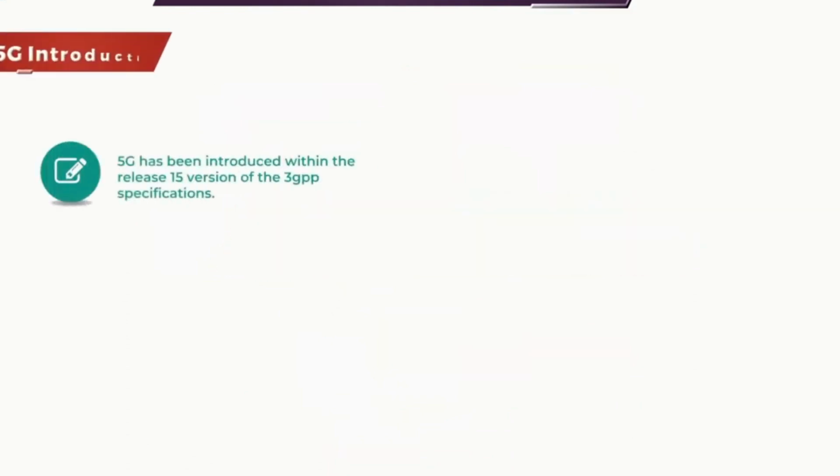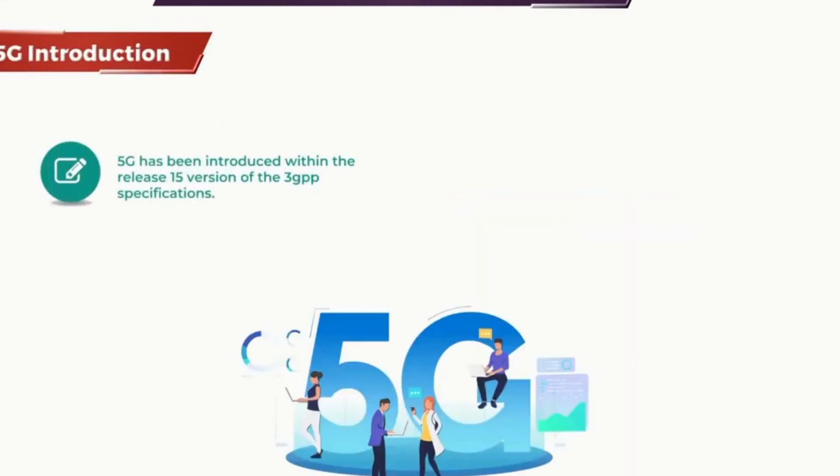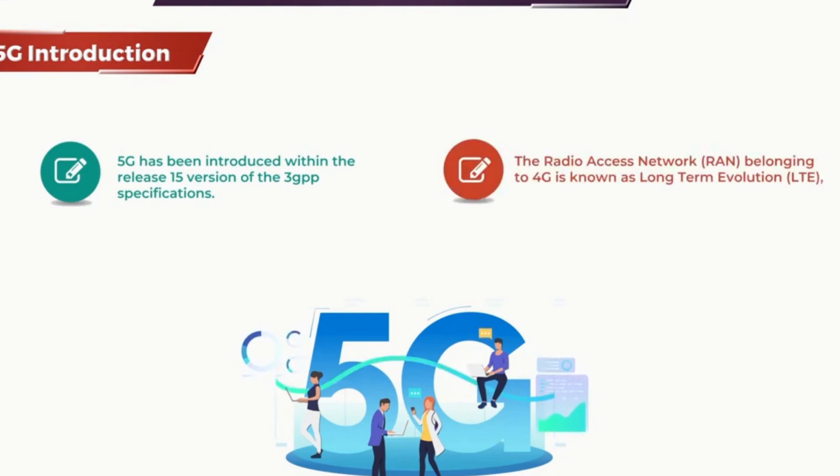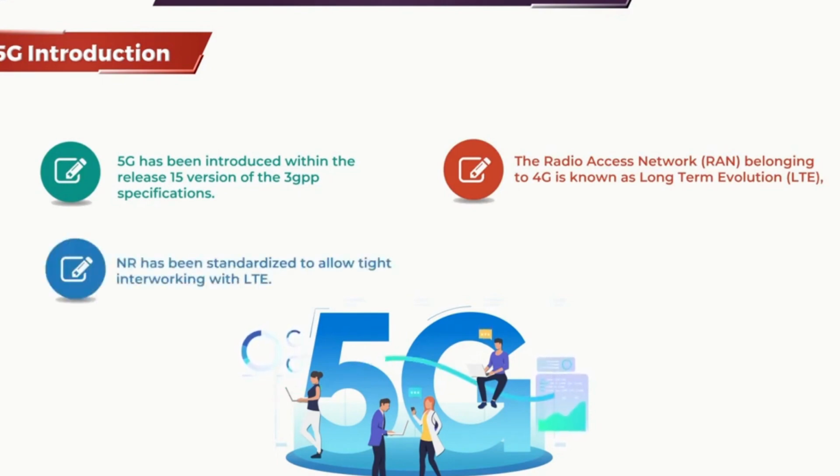Let's start with the introduction of 5G in context to 4G. 5G has been introduced within the Release 15 version of the 3GPP specifications, whereas 4G was introduced within Release 8. The radio access network belonging to 4G is known as long-term evolution, whereas the RAN belonging to 5G is known as new radio. NR has been standardized to allow tight networking with LTE.